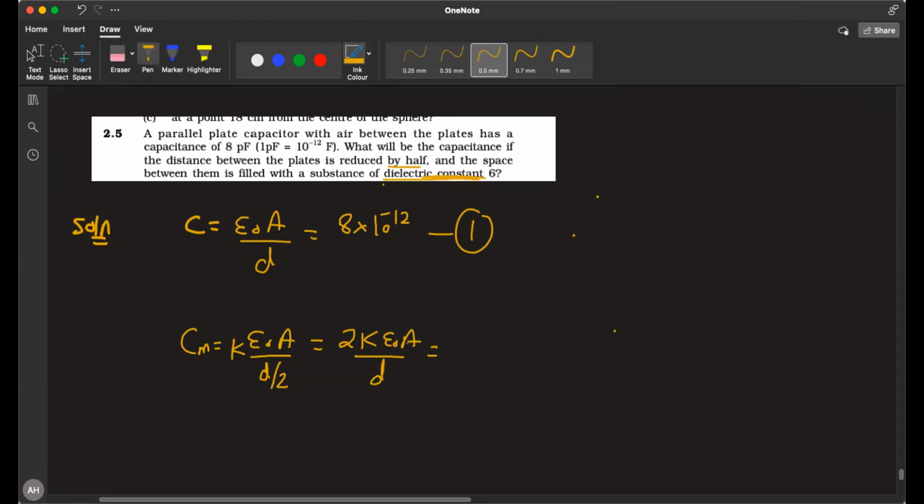Okay, this is 2K epsilon naught A by D. It's 2. How much is K? K is 6. And what is epsilon naught A by D? That's 8 into 10 raised to minus 12. So what's the answer? 12 8s are 96, into 10 raised to the power minus 12. Is it clear? Minashi? Ishma? Only if you're getting the same answer?